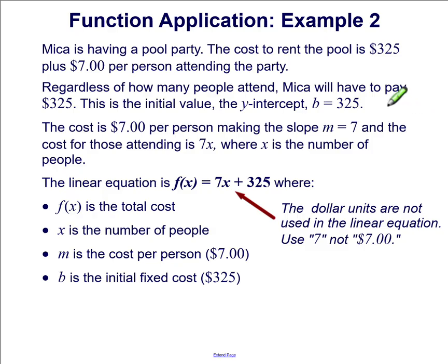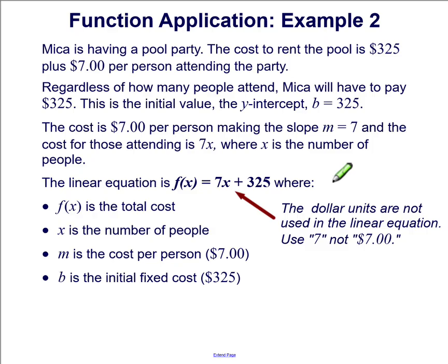The y-intercept, b, is equal to 325. The cost is $7 per person, making the slope m equal 7. And the cost for those attending is 7x, where x is the number of people. So the linear equation is f(x) = 7x + 325.